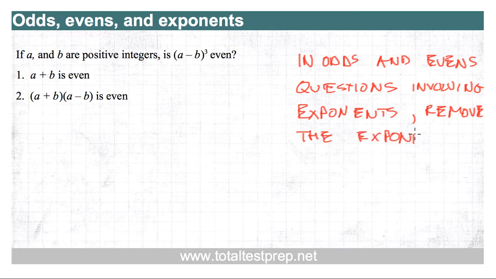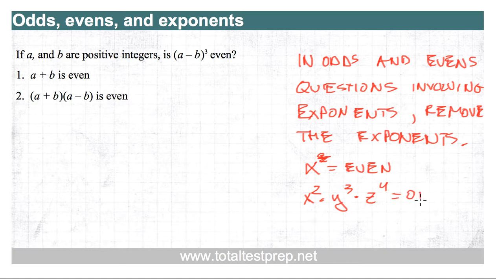What do I mean by remove the exponents? Well, very simply, if you're told that, for example, x cubed is even, you can just remove the exponent. If x cubed is even, that means that x itself is even. Or, for example, if x squared times y cubed times z to the fourth is odd, again, you can just remove the exponents. And what that tells you is that x times y times z is odd. Or in other words, that all of them have to be odd if you remember your rules of exponents.